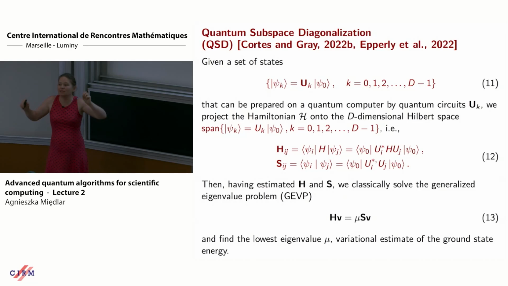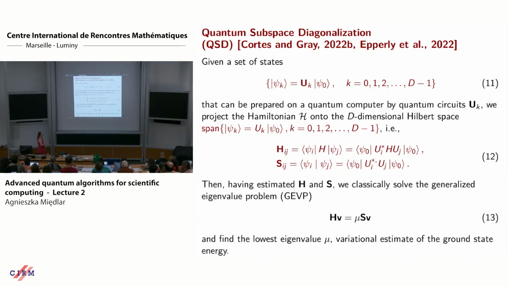But the general idea is how I can take a big problem and turn it into a small problem, and from the small problem I will get information on the big problem. The simplest idea. So that's the idea behind what we call projection or subspace projection methods.